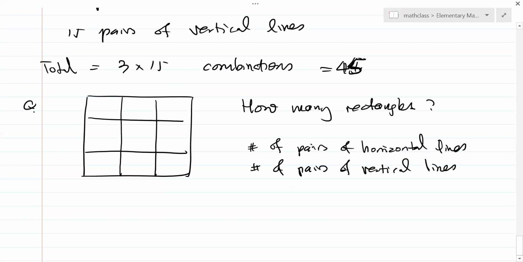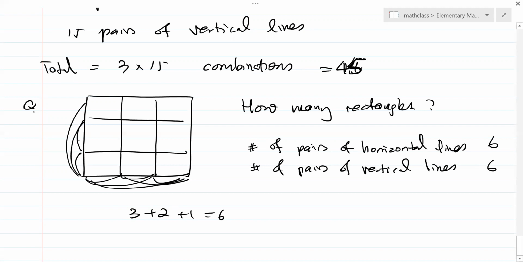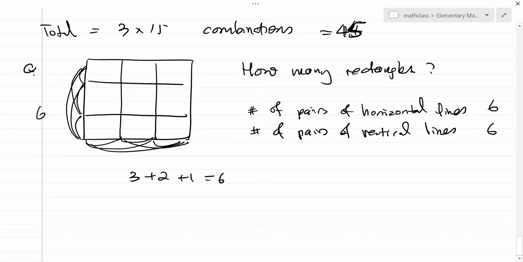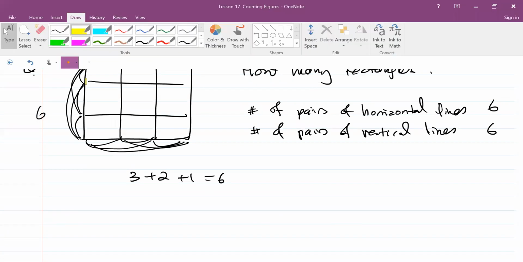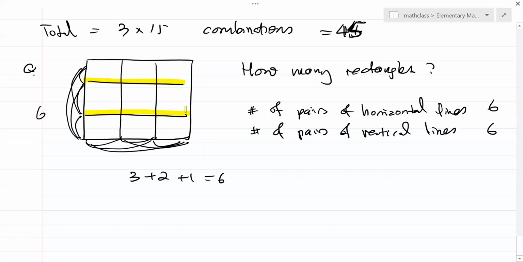All right, so let's count those first. You have 1, 2, 3, so 3, 1, 2, 2, 1, so 6. So you have a 6. You also have 6 pairs of vertical lines, right? This is 6 pairs of vertical lines. You have 6 pairs of horizontal lines. Okay, total also 6.